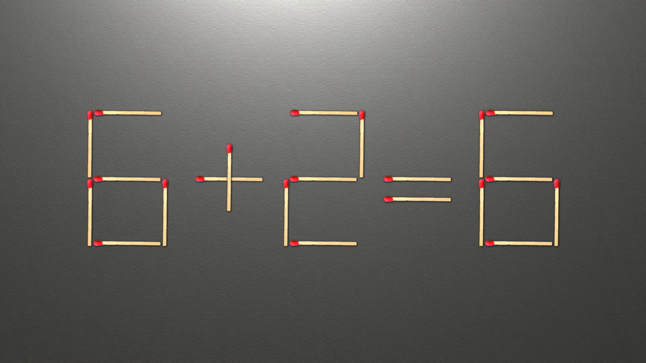To do this, all we need to do is move this match right here. Now, when we check the condition, 8 minus 2 is 6, and 6 equals 6. Now our equality is correct. The task is done, and the puzzle is solved.